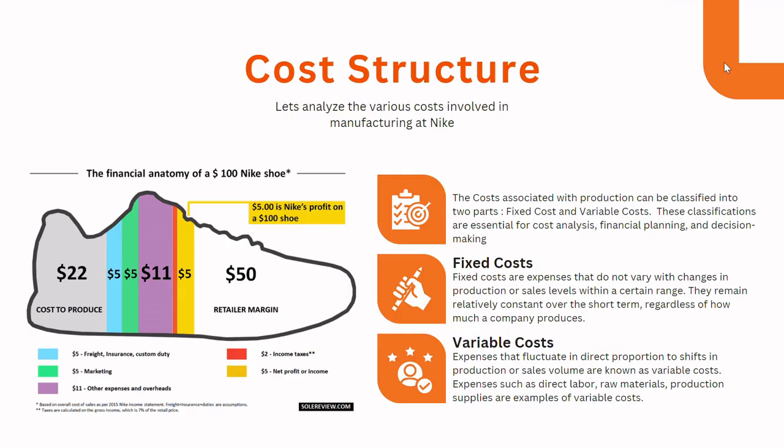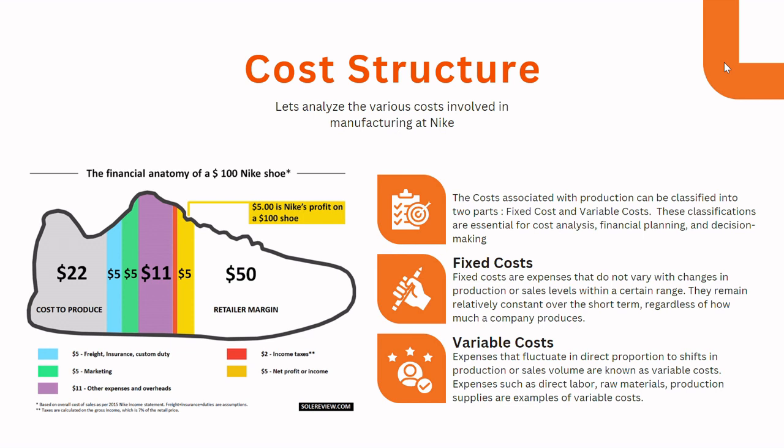Analyze the cost structure involved in manufacturing at Nike. In this diagram, we can see that for a $100 Nike shoe, the profit that Nike gets is just $5. $50 goes to the retailer margin, and a lot of the rest goes to the cost of manufacturing.